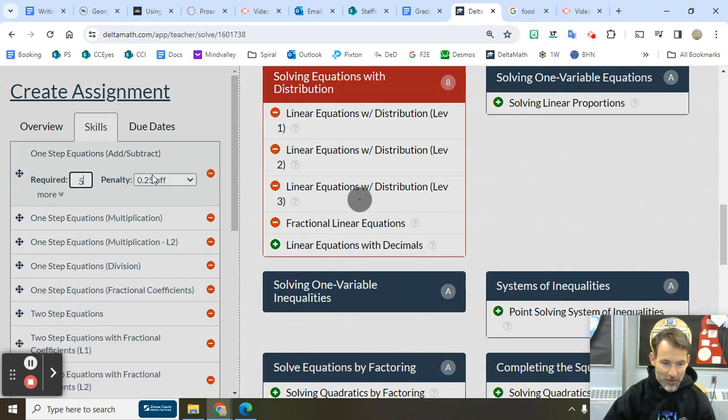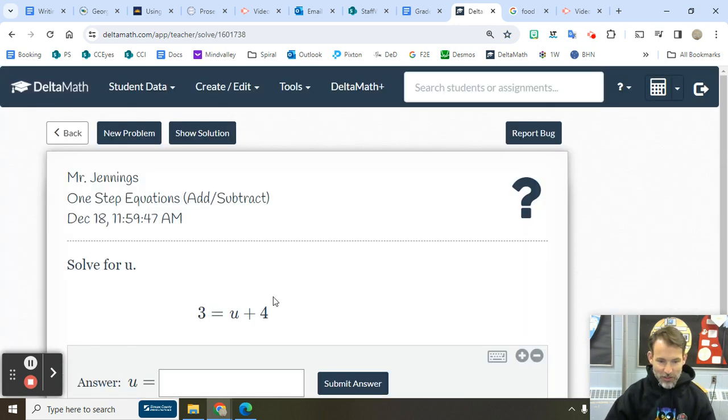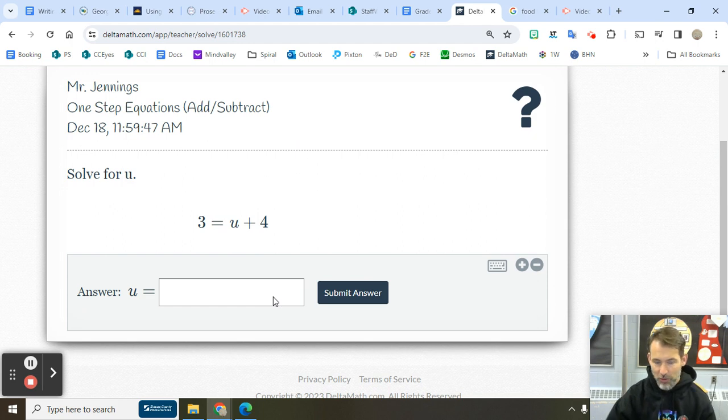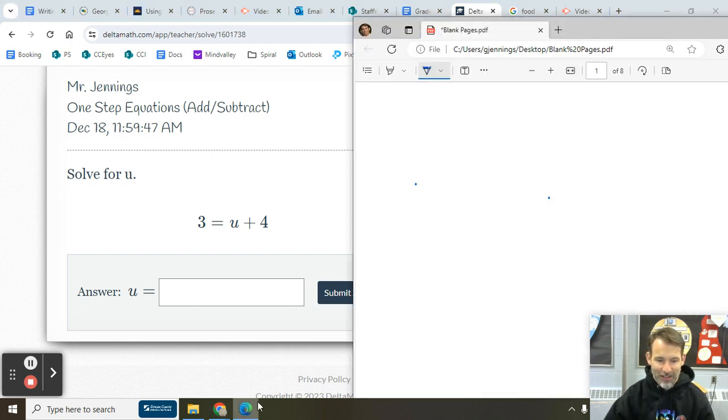So let's go. When we have questions like this, these are one-step equations where we must add and subtract to solve them. So again, we copy out our question here. I'm going to start up in the corner, 3 is equal to u plus 4. Okay, so u is some number that when I add it to 4, I get 3. Maybe I can't look at that and see that number right away.